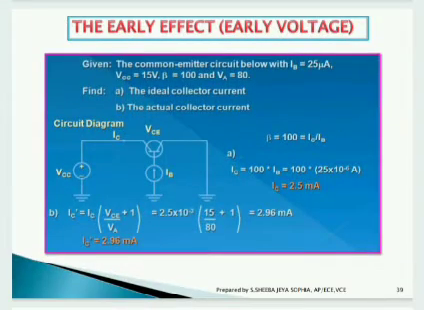And you can also see the example problem here. Given the common emitter circuit with IB equal to 25 microamps, VCC equal to 15 volt, beta equal to 100 and VA equal to 80, they have asked to find the collector current and the actual collector current, that is IC and IC dash. So first you have to find the value of IC. We know the relation beta is equal to IC by IB. So from that we find the value of IC, since beta is given in the problem. After finding IC, now we know the values of IC, VCE and VA, so I can substitute directly and find the value of IC dash.